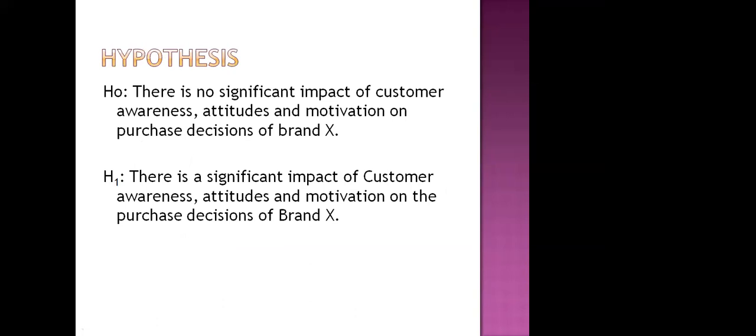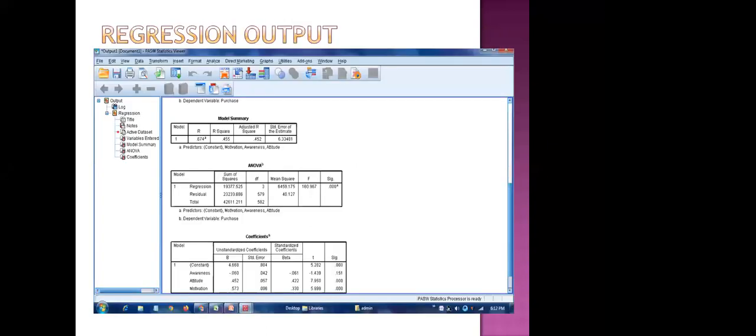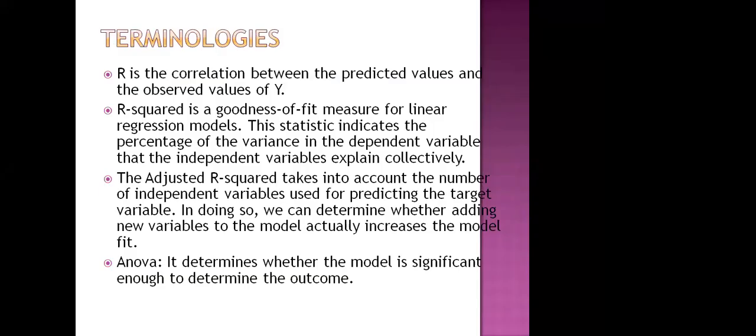What is the hypothesis? Null hypothesis: there is no significant influence of awareness, attitude, and motivation on the purchase decision of brand X. That means all are equal. Then the alternate: there is a significant impact. Now this is the output table.